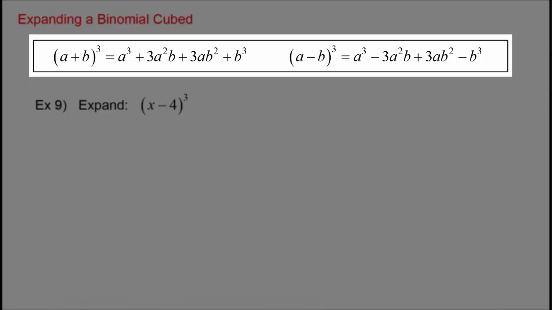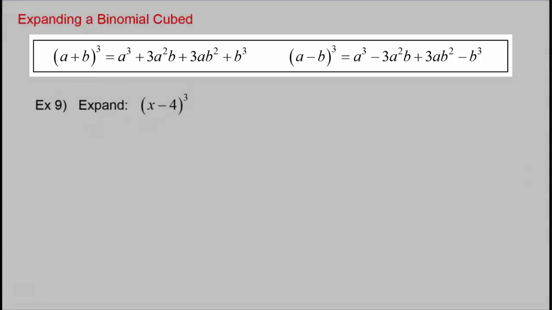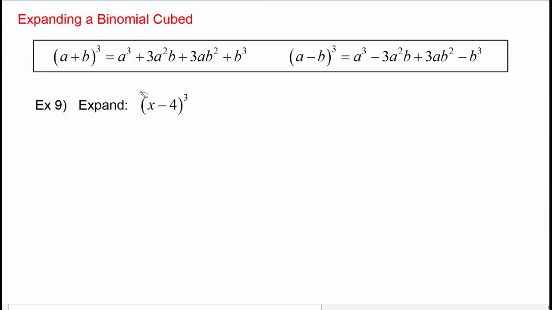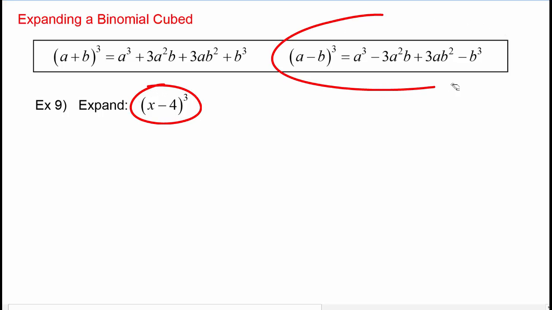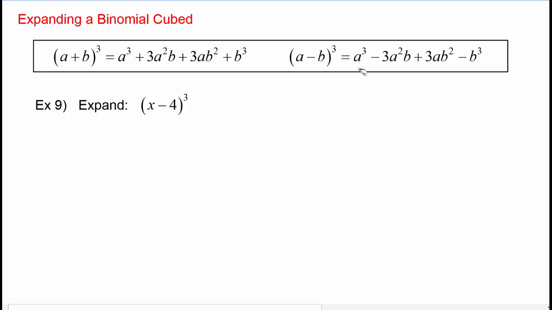Next, we're going to review expanding a binomial cubed. In example 9, we have the quantity x minus 4 to the third power. So let's apply the rule here. And we see the first thing we have to do is take the first term to the third power. So in our case, that will be x raised up to the third power. Next, we subtract 3 times the first term squared, so x squared, times the second term, 4.